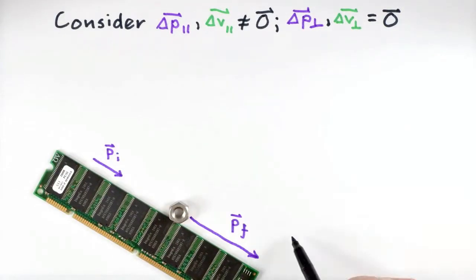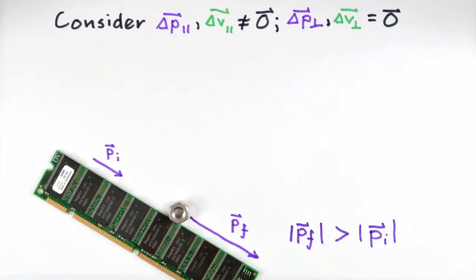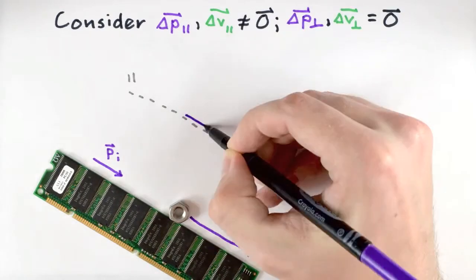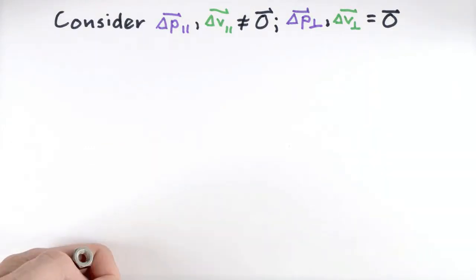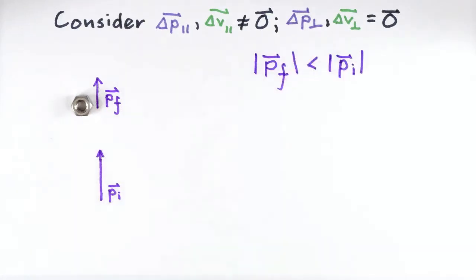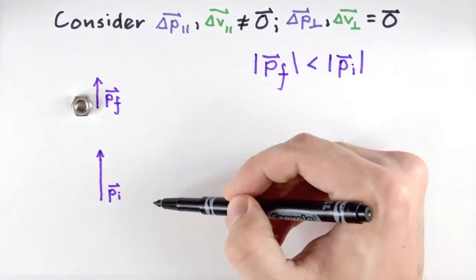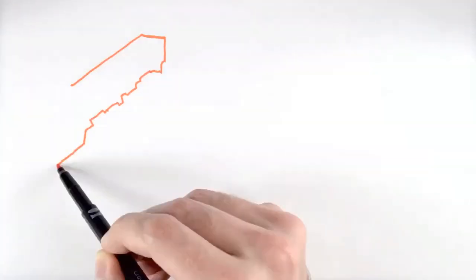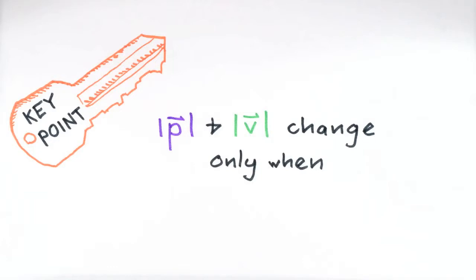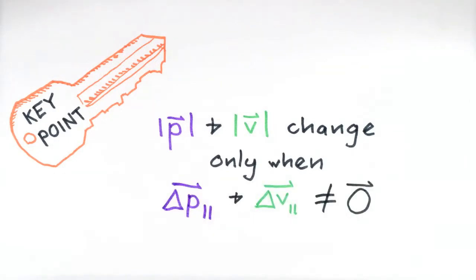So here's one way that can happen. The object's final momentum is greater in magnitude than the initial momentum. So delta p looks like this, only changing along the parallel direction, a change that corresponds to the object speeding up. Here's another way. The object's final momentum is smaller in magnitude than its initial momentum. So delta p looks like this, again changing along the parallel axis. This is a change that corresponds to the object slowing down. So here's a key point. The magnitude of the momentum can change only if delta p parallel is non-zero.